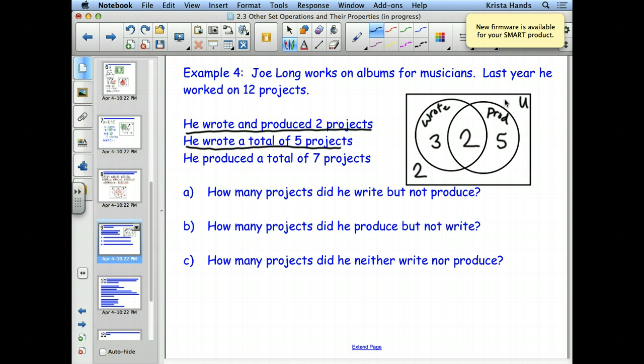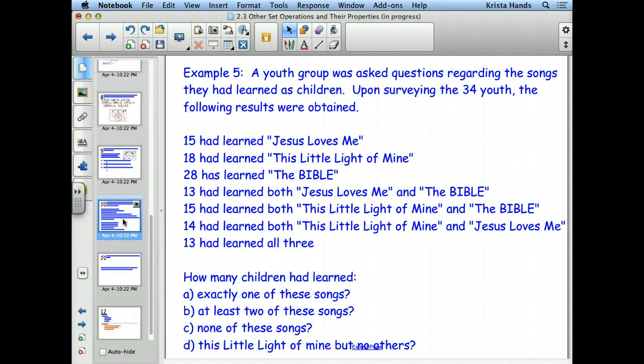So apparently he worked on 2 others in some capacity that was not writing or producing. Maybe he sang. I don't know. But he did something. So questions to follow will be based on the diagram. So the diagram will tell us what to fill in. It says, how many projects did he write and not produce? 3. How many did he produce and not write? 5. And how many did he neither write nor produce? 2. The questions are easy after you do the Venn diagram, right? You should be able to just look at the Venn diagram and answer them. Okay? Alright, let's do one that's a little bit more going on.